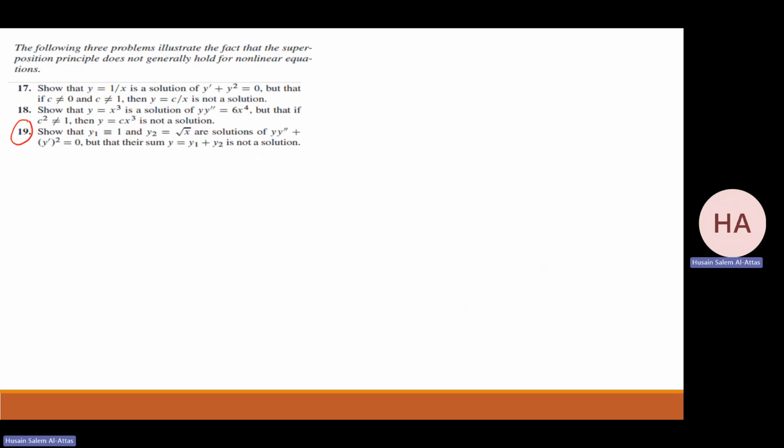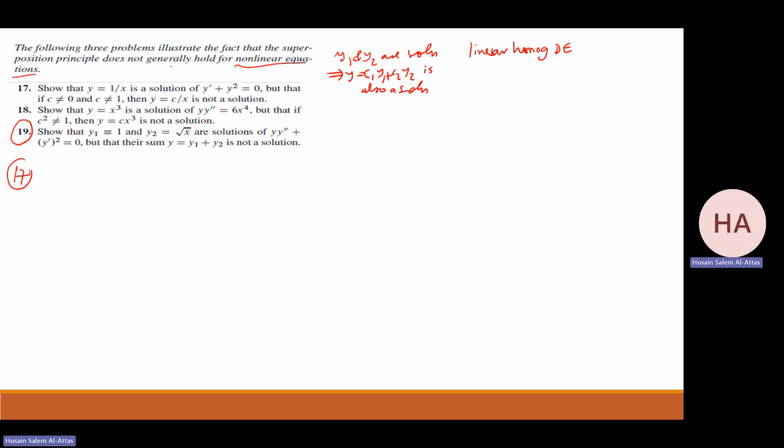Okay, the following 3 problems illustrate the fact that the superposition principle does not generally hold for nonlinear equations. What is the superposition principle? If y1 and y2 are solutions, then the linear combination is also a solution. But this is true if I have what? A linear homogeneous differential equation. Okay, now let me do 17.